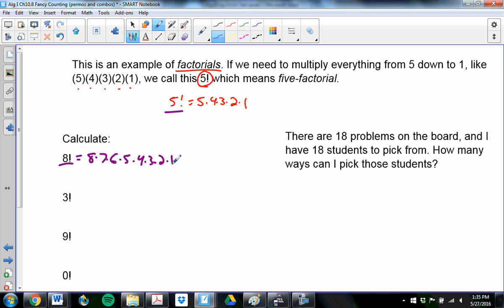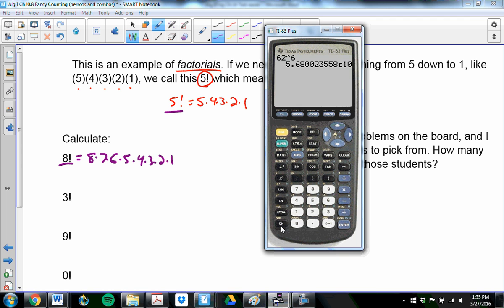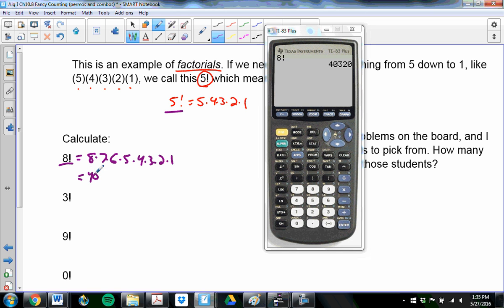And luckily, your calculator can handle this. On my calculator, if I press the number 8 and press the math button, and here's probability, I scroll over to PRB, here's factorial. 8 factorial is 40,320. I'll do 3 factorial. 6, 3 times 2 times 1, obviously, and 9 factorial.